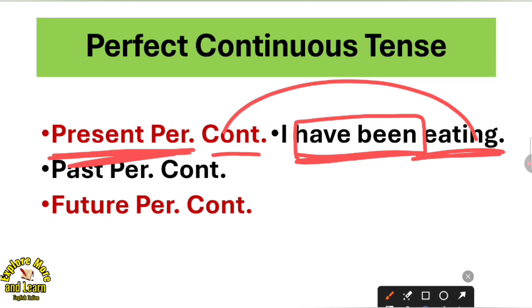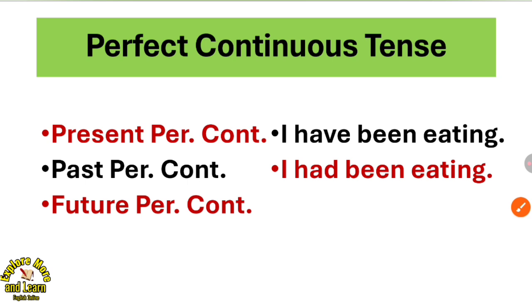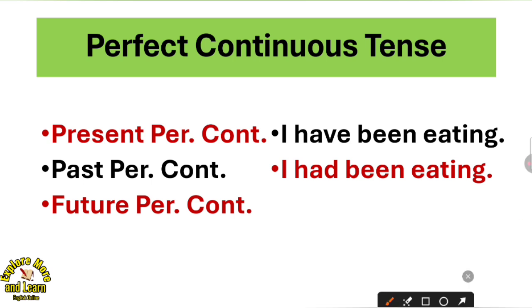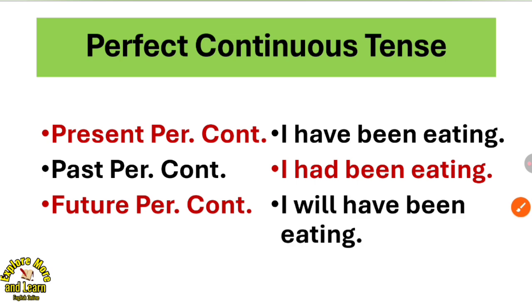Then the same sentence into past perfect continuous will be I had been eating. The same thing: half of the part you will take of past perfect, that is subject plus had been, and half of the part you will take of continuous, that is verb plus ing. So I had been eating. The same sentence you will change into future perfect continuous, that will be I will have been eating. Got it?